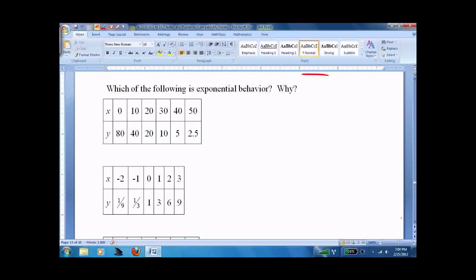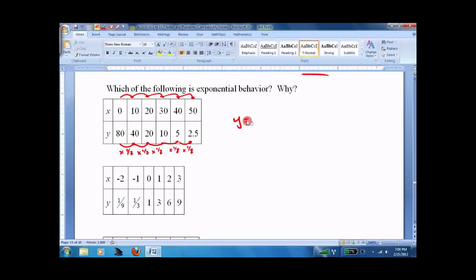So which of the following is exponential behavior and why? Here's your x. It always goes up by a constant amount, or it might not, but for the sake of these problems, we might need to. And how do we get from 80 to 40? Multiply by 1/2. And always do multiplying, don't do dividing. Times 1/2, times 1/2, times 1/2, times 1/2.